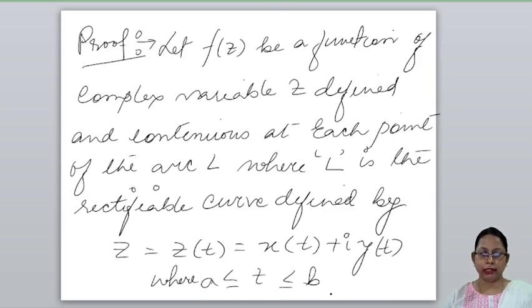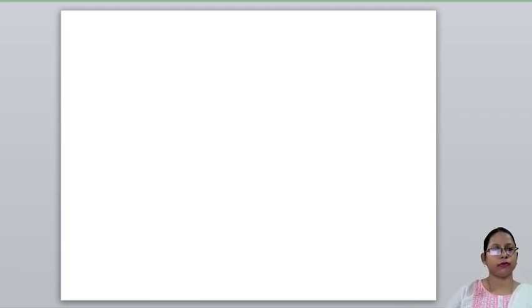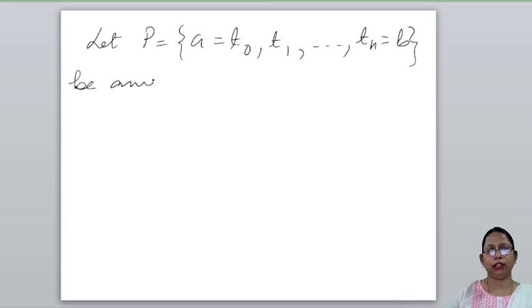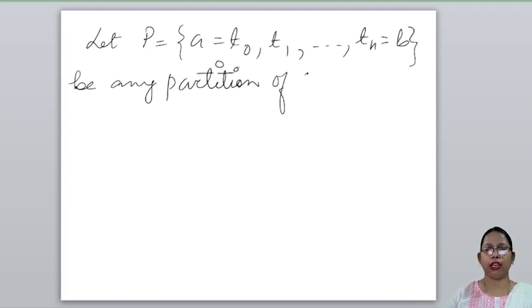For different values of t in the interval [a, b], we will get different values of this z, and this z will represent a rectifiable curve L. That is, different points of z will give the rectifiable arc L, and f(z) is a function of the complex variable z defined and continuous at these points of the arc L. Let P equal to a, t0, t1, ..., tn equal to b be any partition of [a, b].